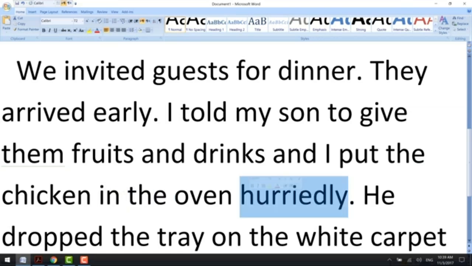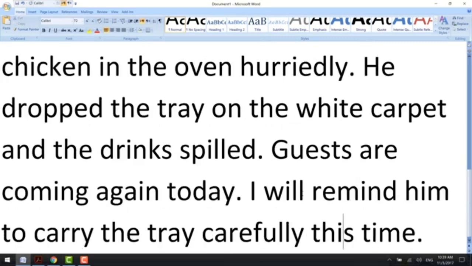Then I've left out hurriedly. You remember what I said about ly words? Jog your memory a little bit. Ly words are adverbs, and adverbs are part of ism. It describes how you put the chicken in. You put it hurriedly. So ly words would be an adverb and therefore an ism.